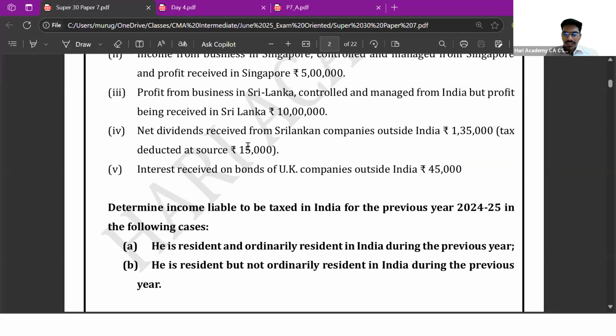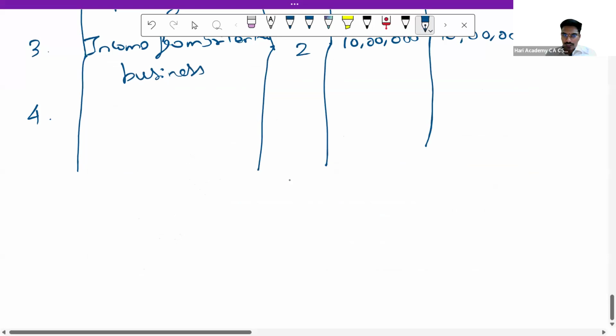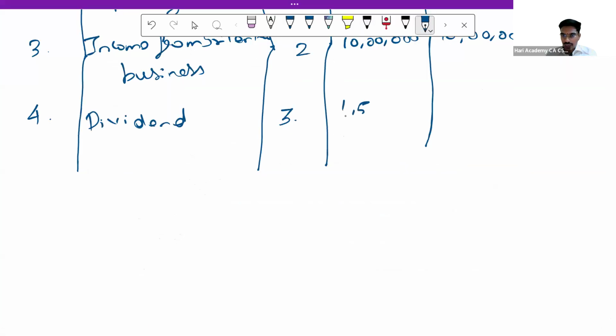Fourth point is net dividends received from Sri Lankan companies outside India. So the total income is 1,35,000 and TDS, which is deducted, is 15,000. So the entire income has to be offered to tax in India for a resident and ordinary resident. So this dividend, you have to tax the entire amount: 1,35,000 plus 15,000, which is equal to 1,50,000. Here it is not taxable.